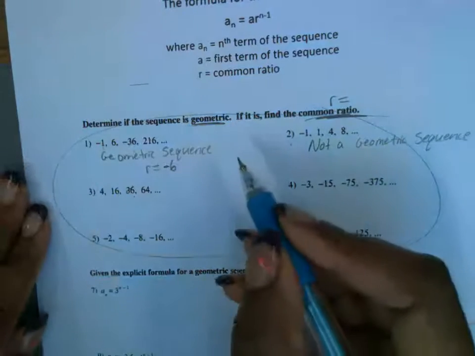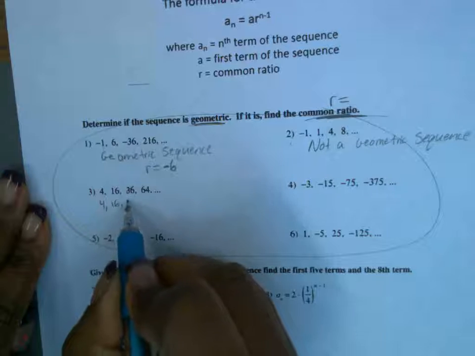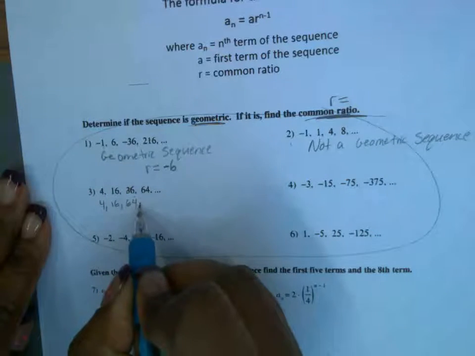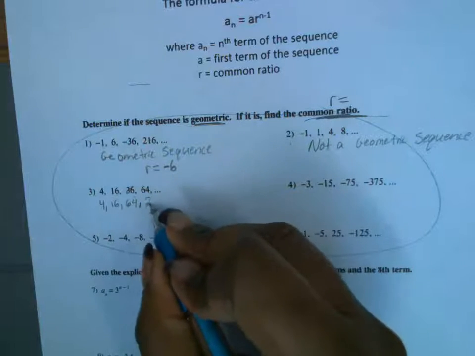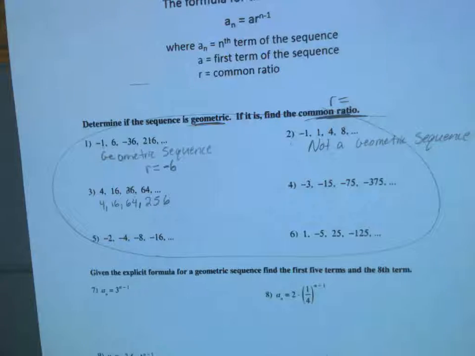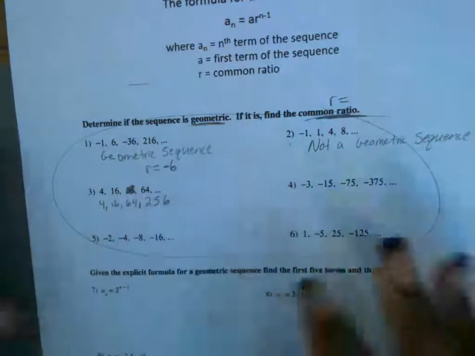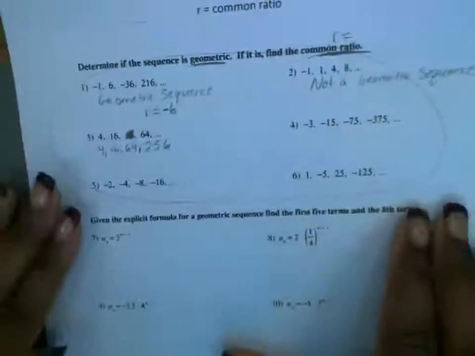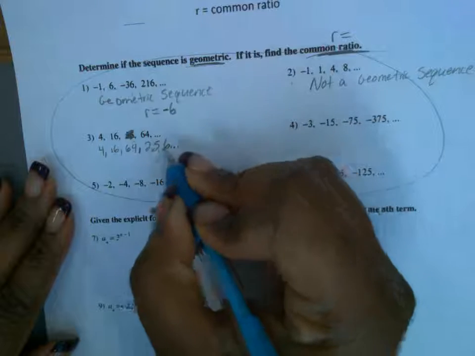All right, so let's do this one then. Let's do 4. Let's do 16. Let's do 64. And let's do one more. What do you think the next number would be? Hmm? All right, so this, because this is a typo here. Okay. All right, so let's do this one. This would be a geometric sequence here.